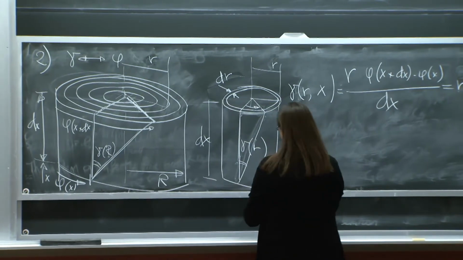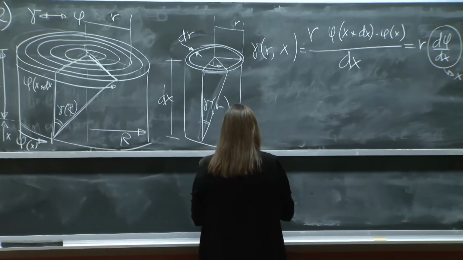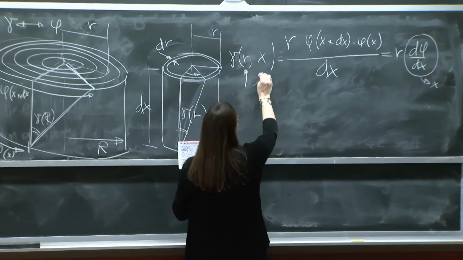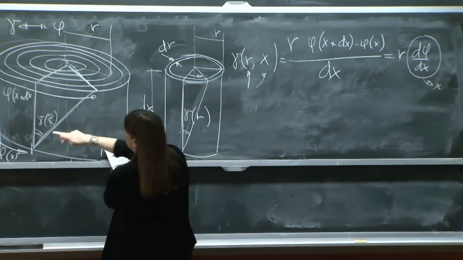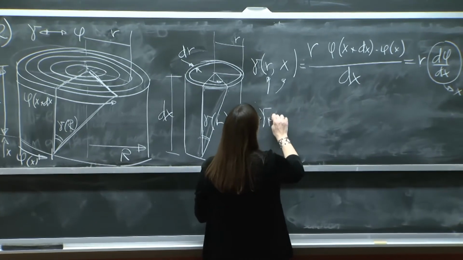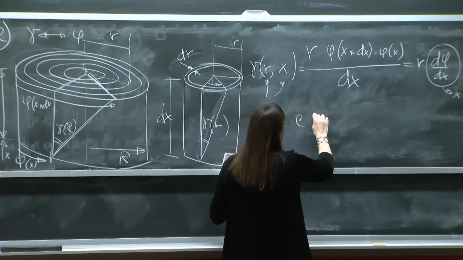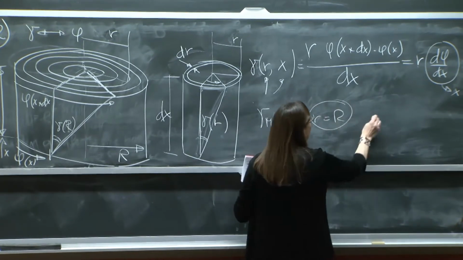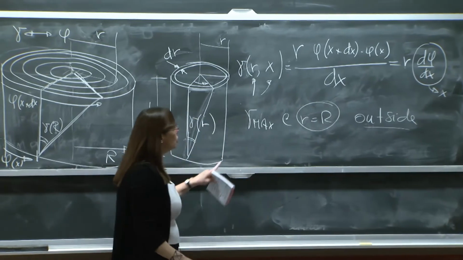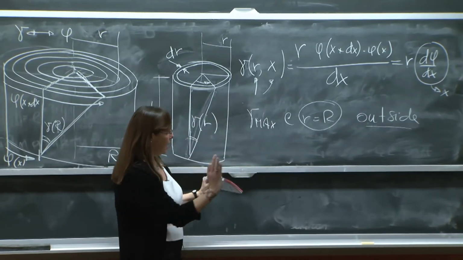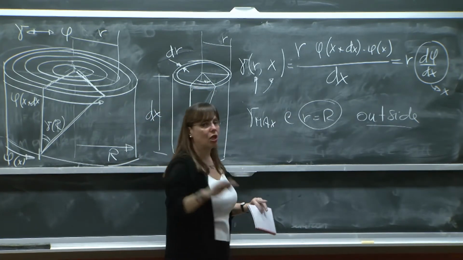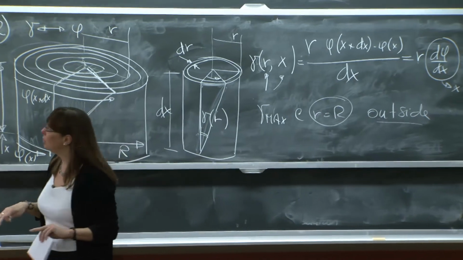Because gamma now depends on the radius and x. We see that gamma is going to be bigger at the biggest radius, right? You have a maximum of gamma at r equal to the outer radius, at the outside wall of the shaft. So your maximum gamma is at the outside of the shaft, but you're going to have gamma at every radius, and it's going to be smaller as you get to the center.